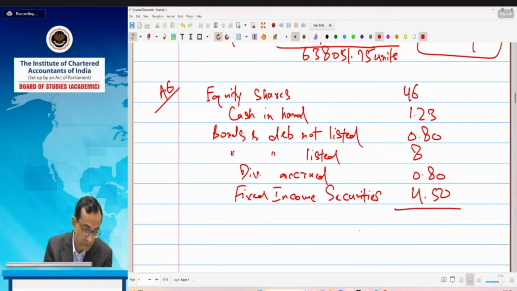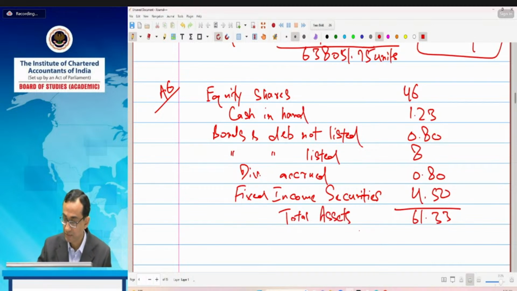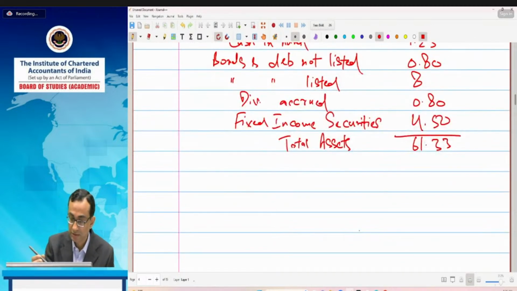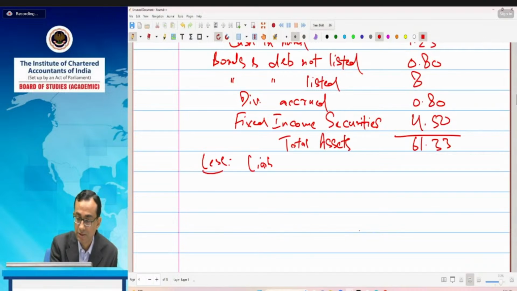46 plus 1.23 plus 0.8 and so on. So it is coming to 61.33. 61.33 is the total assets. And now we will deduct the liabilities. Less liabilities.